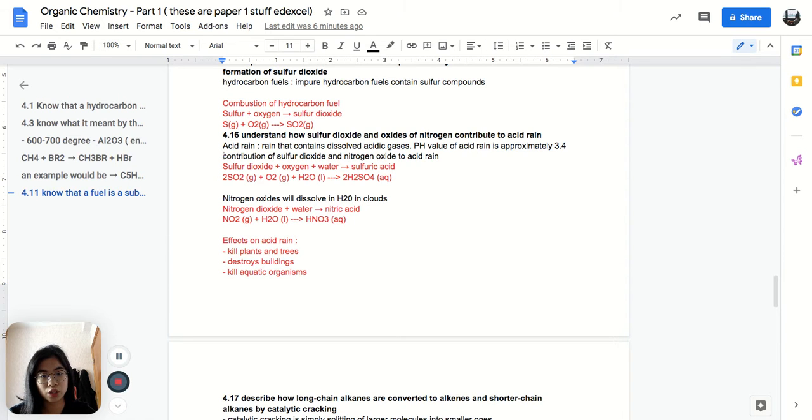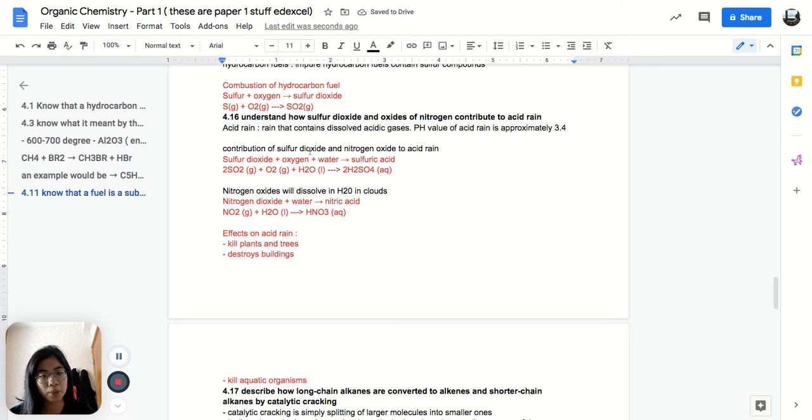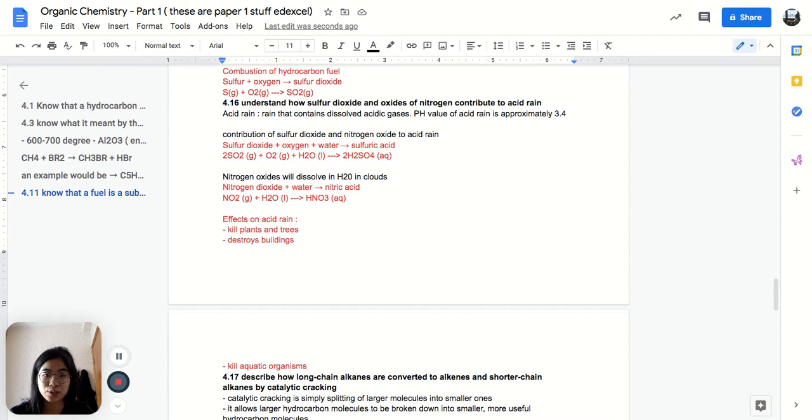So contribution of sulfur dioxide and nitrogen oxide to acid rain. Sulfur dioxide plus oxygen plus water gives you sulfuric acid. It literally rains acid, guys. And nitrogen oxide will dissolve in H2O in cloud because the gas will kind of evaporate, and then it will react with the cloud. And so that's why nitrogen dioxide plus water gives you nitric acid, guys. It literally gives you acid, so that's really dangerous.